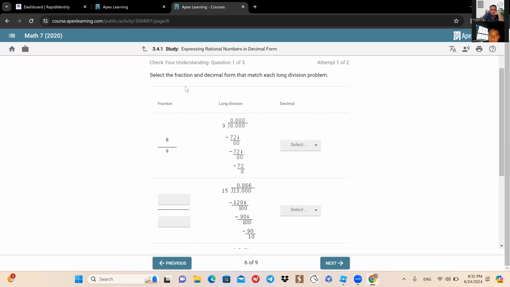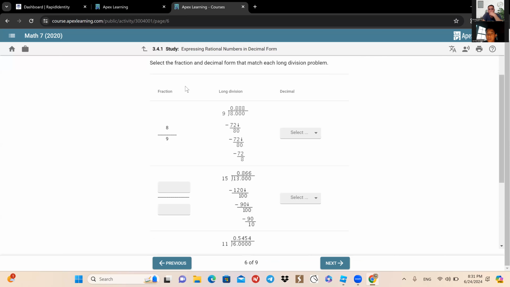Select the fraction and decimal form that match each long division problem. 8/9, 0.8 over... 8, no.